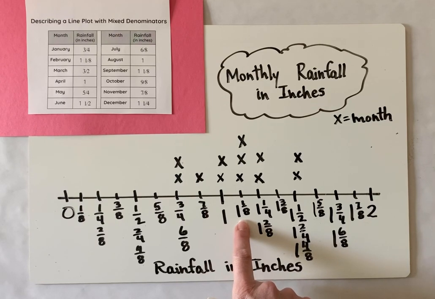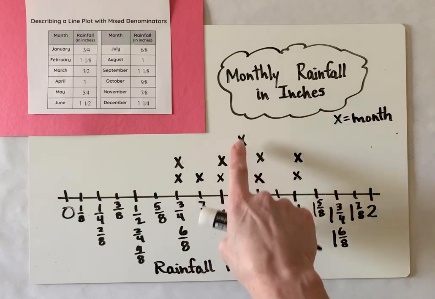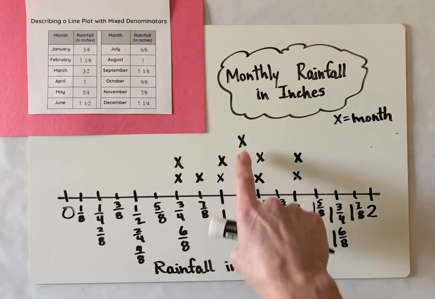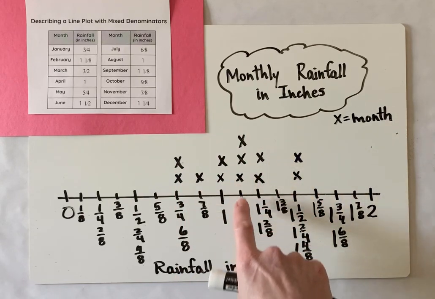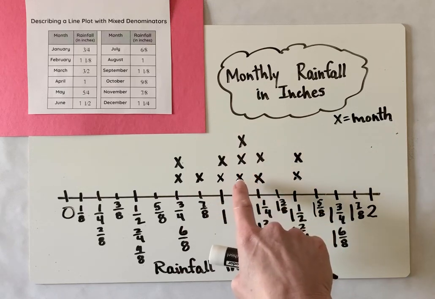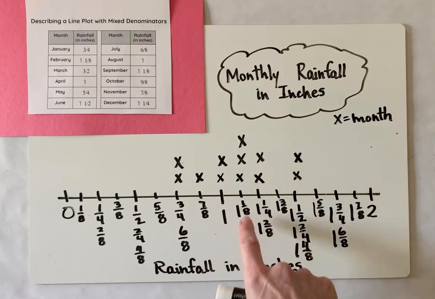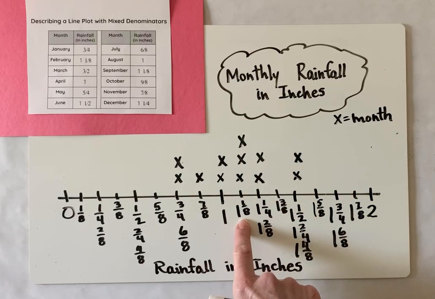So what I'm doing with that is I'm looking to see which column is the highest or has the most number of X's. And you can see that I have 3 X's in this column, which means that 3 months had a rainfall of 1 1/8 inches.